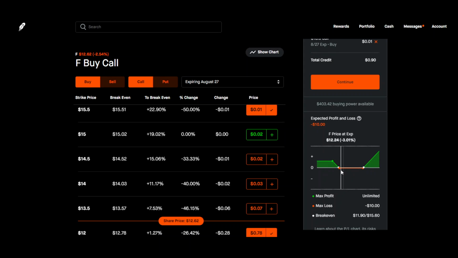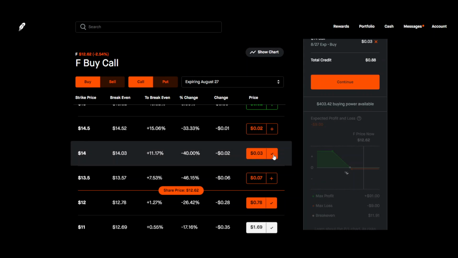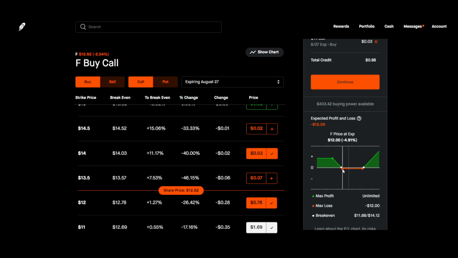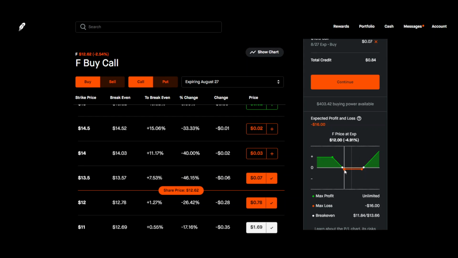And right here, the max loss, if Ford is sitting between $12 and $15.50, you can see that. But we can skew it down a little bit. So let's skew it down right here. So now you can see between $12 and $14. You can move that right there. So now between $12 and $13.50. So as long as it's at $13.67 and at or under $11.84, then we're in the green.